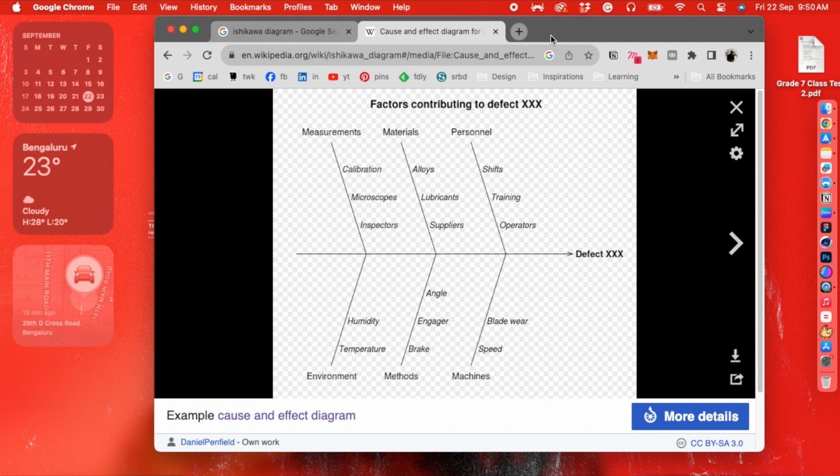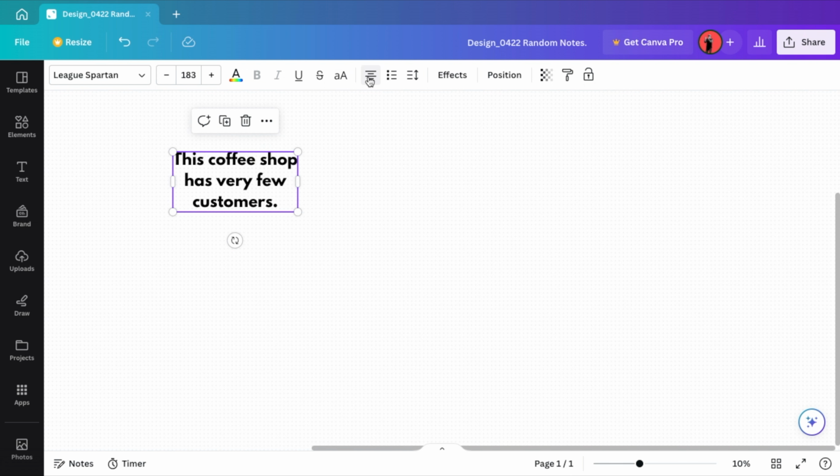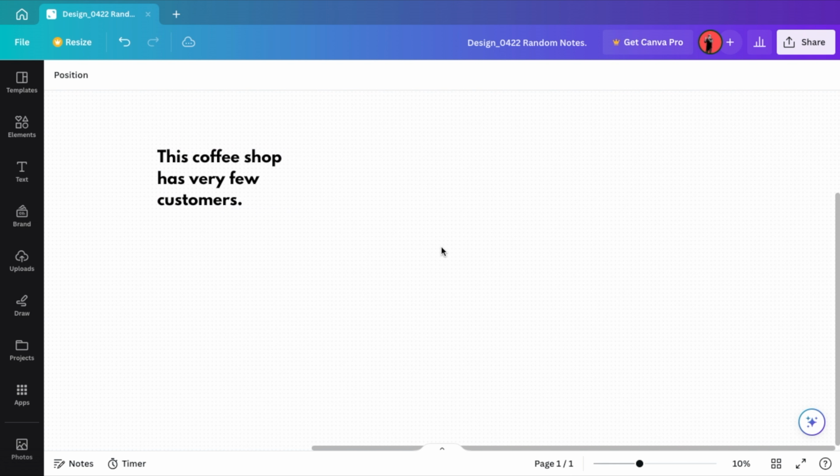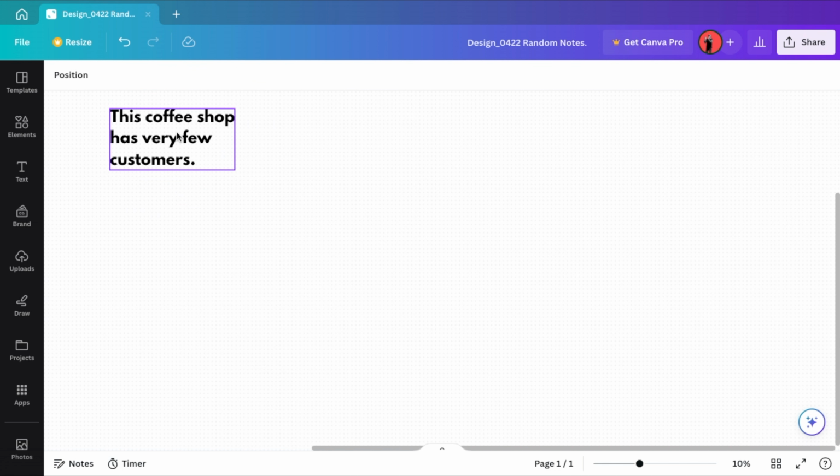Let me take a very simple example. Let's say the problem that we are trying to understand, just for the example here, is a very simple problem that we are going to study. A coffee shop has very few customers, and a fishbone diagram will be used here to understand why this is happening. Why does this coffee shop have very few customers?